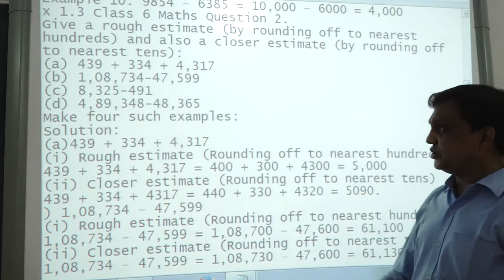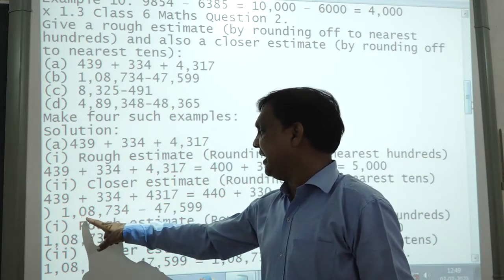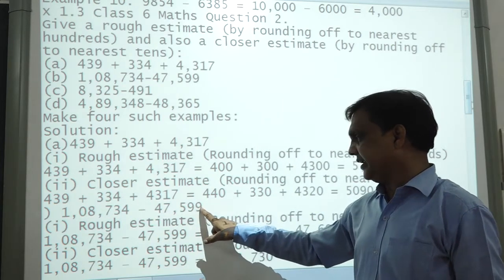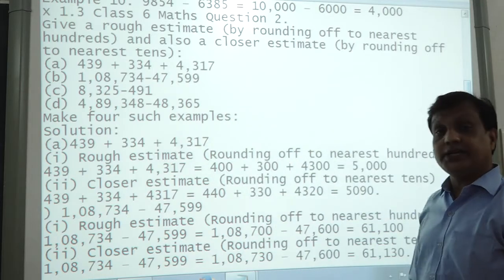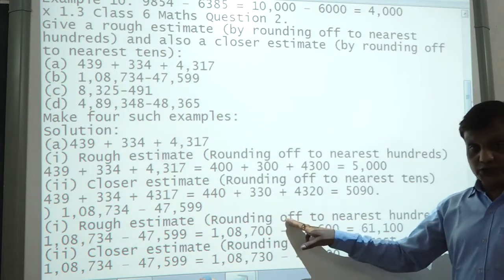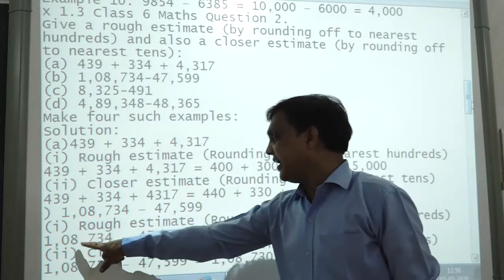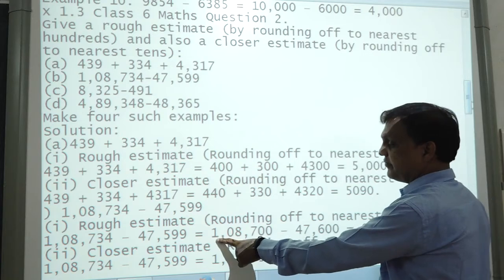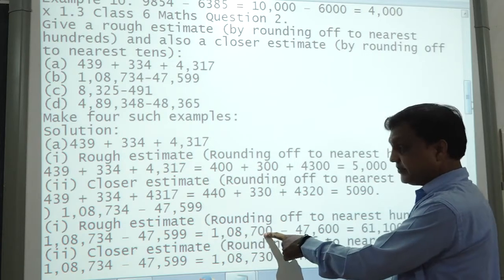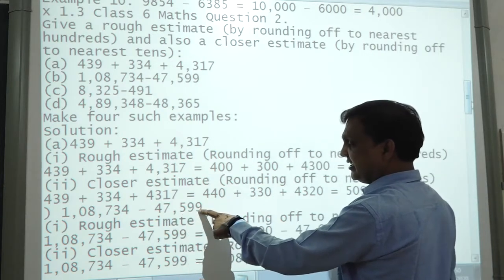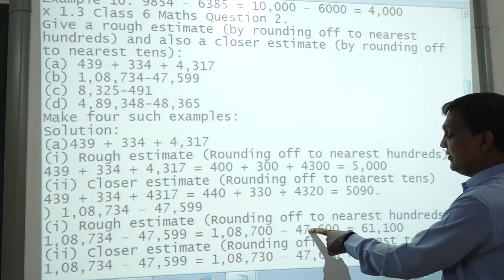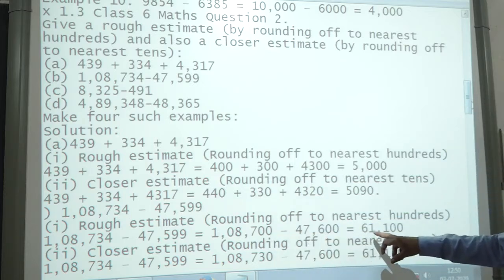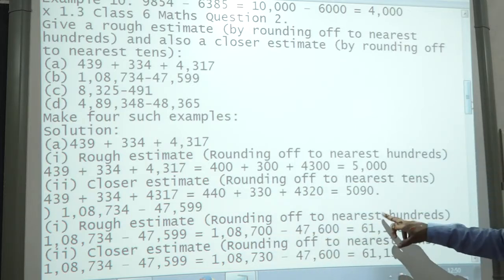Now the second question: 1,08,734 minus 47,599. According to the question, first make it nearest to 100. 1,08,734 becomes 1,08,700, and 47,599 becomes 47,600. Now subtract both numbers, and you will get 61,100. This is nearest to 100.